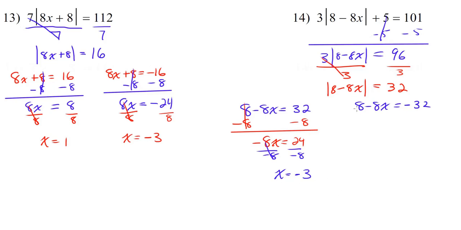The second equation, again, we're going to subtract 8 from both sides. We end up with negative 8x equals negative 32 minus 8. Again, same sign, add them together, keep the sign. So this is negative 40. Then we, once again, divide both sides by negative 8, and we get our second solution, x equals positive 5. So our solutions to this absolute value equation are x equals negative 3 and x equals positive 5.